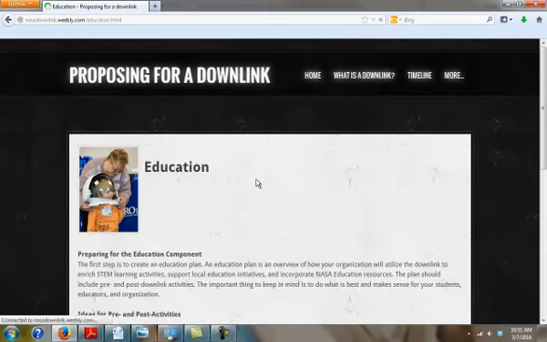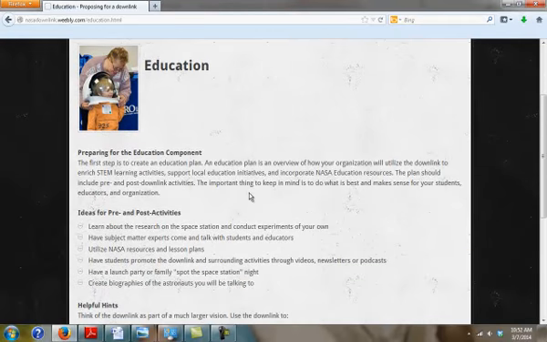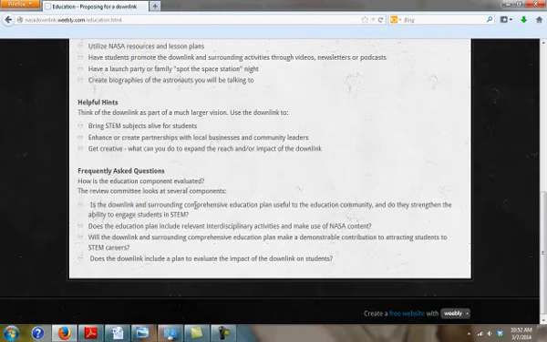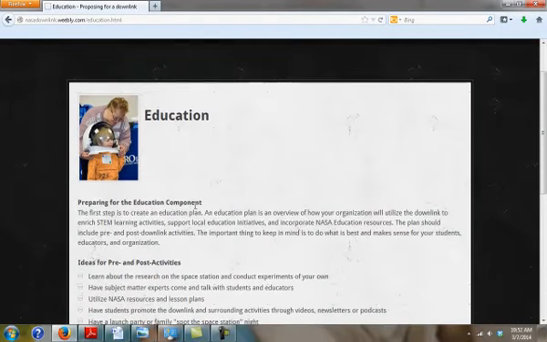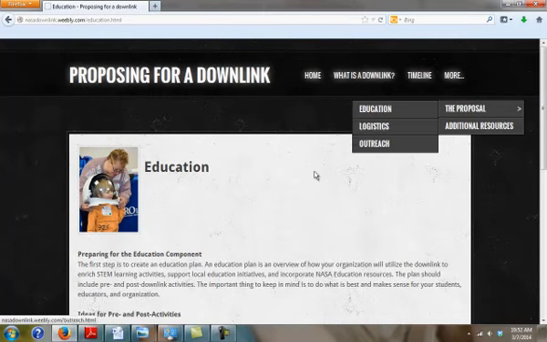So we definitely want to leave the page. Quickly going to education, we try to really quickly give them an idea of what we're looking for in the proposal, provide ideas, give them helpful hints, cover frequently asked questions. Most of the time it's how am I going to get evaluated on this, right? That's always how you want to do it.